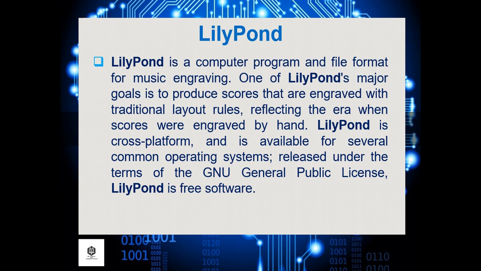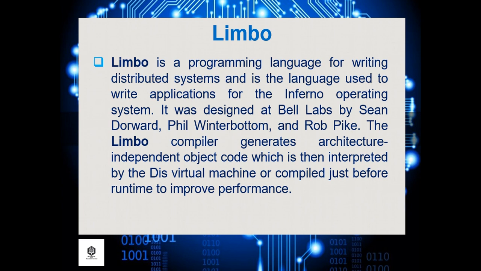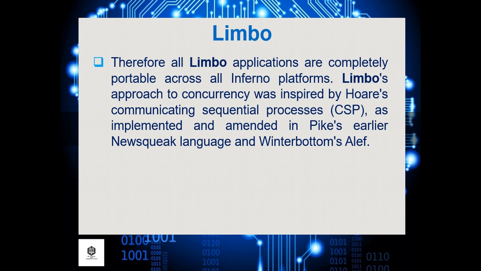Limbo. Limbo is a programming language for writing distributed systems and is the language used to write applications for the Inferno operating system. It was designed at Bell Labs by Sean Dorward, Phil Winterbottom, and Rob Pike. The Limbo compiler generates architecture-independent object code, which is then interpreted by the Dis virtual machine or compiled just before runtime to improve performance. Therefore, all Limbo applications are completely portable across all Inferno platforms. Limbo's approach to concurrency was inspired by Hoare's Communicating Sequential Processes, or CSP, as implemented and amended in Pike's earlier Newsqueak language and Winterbottom's Alef.